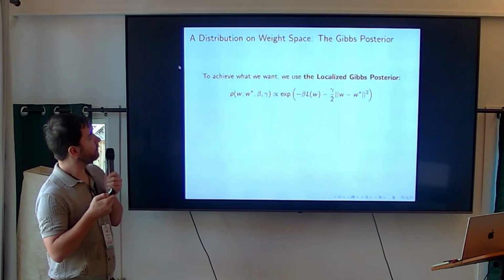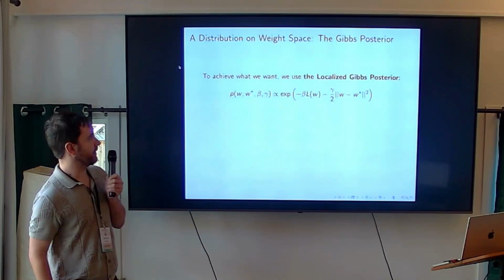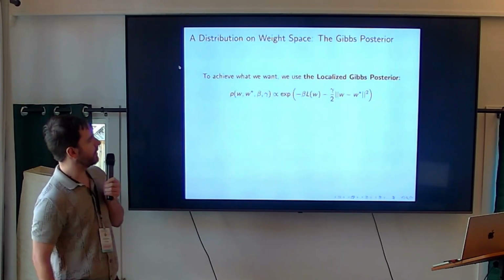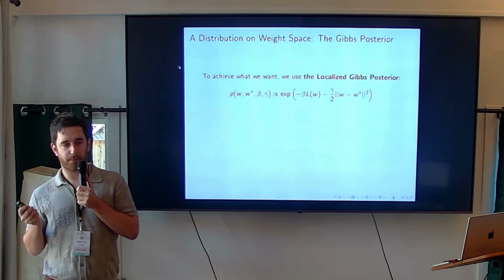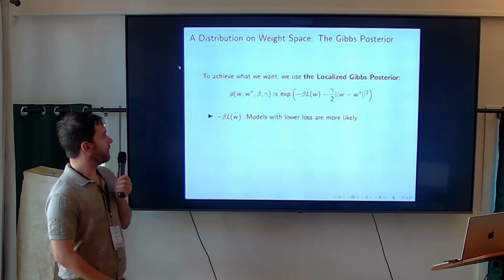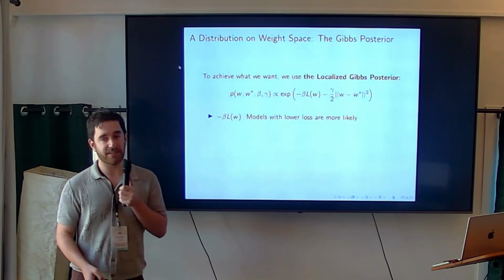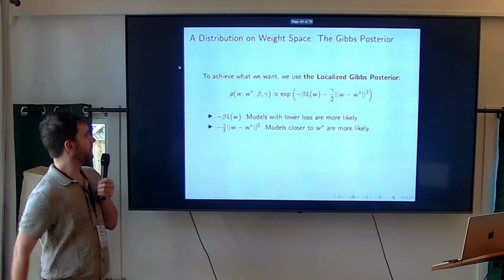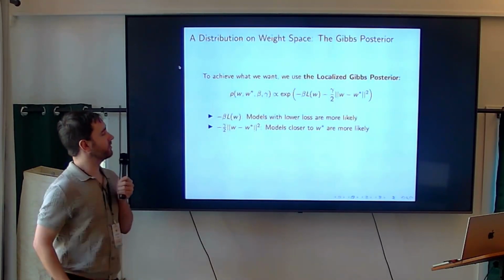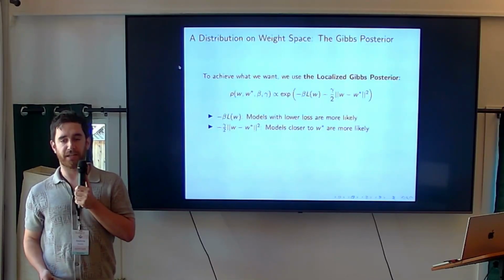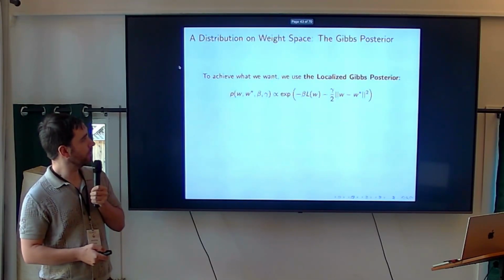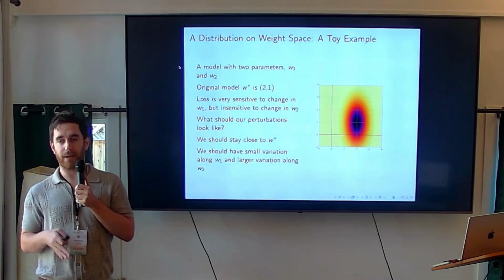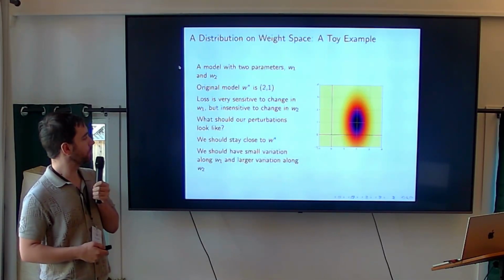To achieve what we want, at Timaeus we use the localized Gibbs posterior, which is a probability distribution on the weight space that is proportional to this exponential formula. So let's unpack it a little bit. This first term, negative beta L of W, means that models that have lower loss on the overall data are more likely. The second term means that models that are closer to W star are more likely. And in combination, we get something like this, which is we want models close to W star, and we're favoring the ones that have better loss.